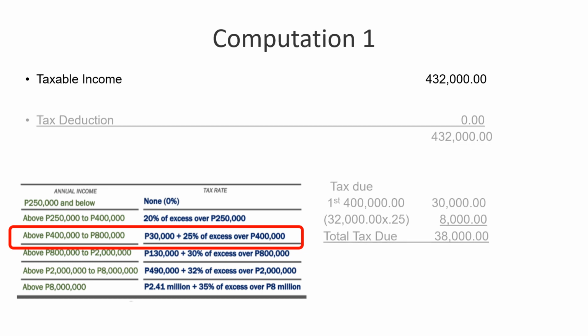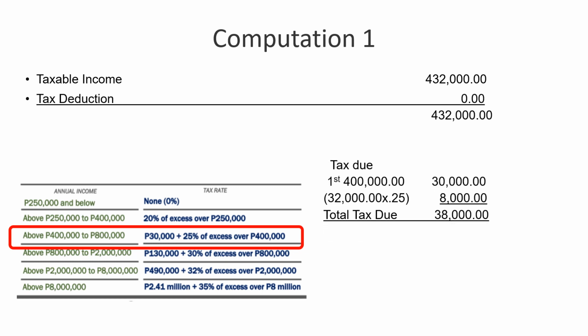So, first 400, 30,000. And then, the difference of the 400 is 32,000. 32,000 subject to 25%. That's 8,000. So, yung total tax dun niya is only 38,000. Okay? Okay, so let's have now scenario 3.